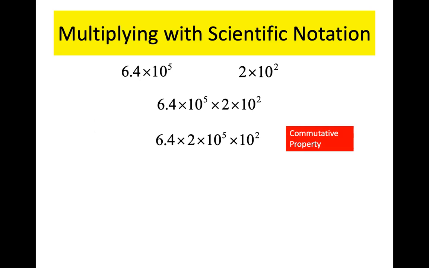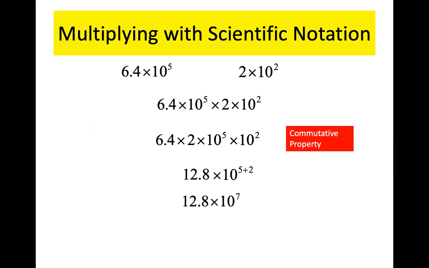What's 2 times 6.4? You can do that in your head. 2 times 6.4 is 12.8. I'm not claiming you can always do it in your head, but in this case you can. 10 to the 5th times 10 squared gives me 10 to the 7th. Is that number in scientific notation? No. What do we got to do?